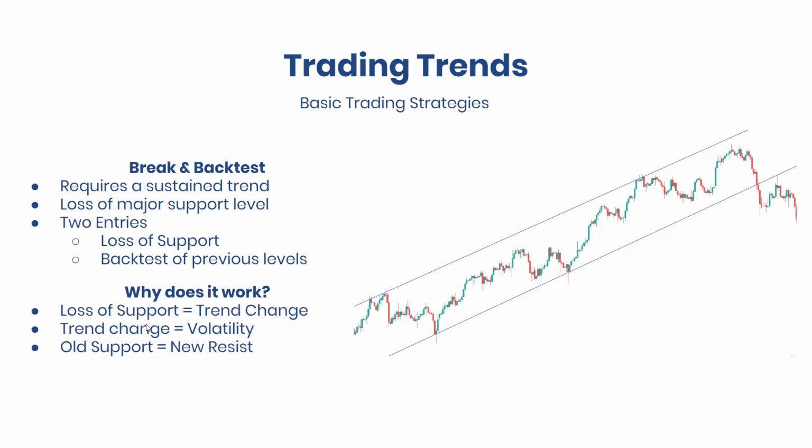So the next strategy we're going to talk about for trends is the break and back test. So we know that the longer a trend stays in place, the more reliable it becomes. But that also means that the longer it stays in place, the more significant the break of that trend becomes when it eventually does happen. And it will eventually happen.